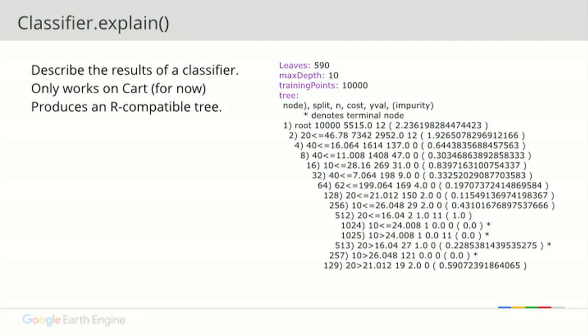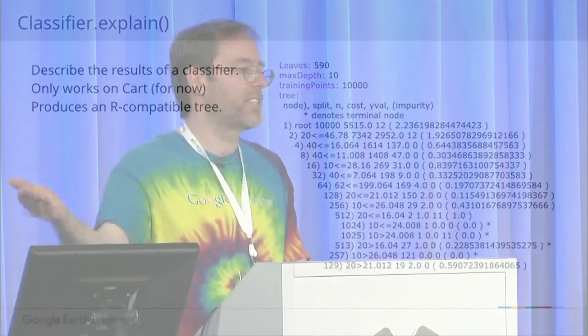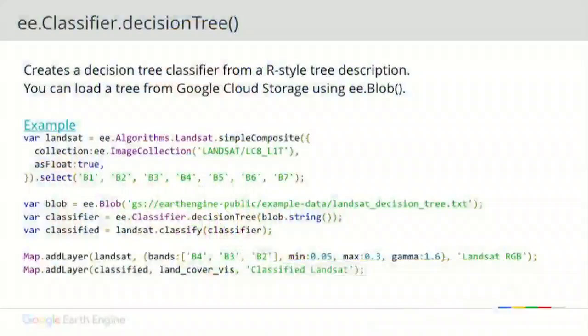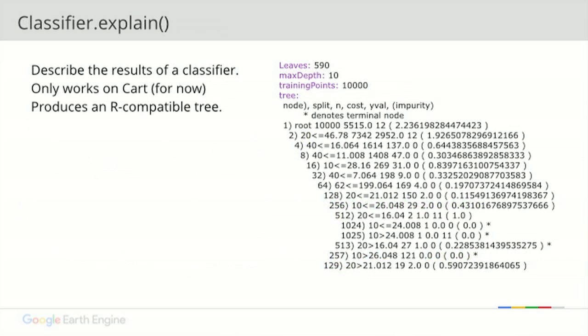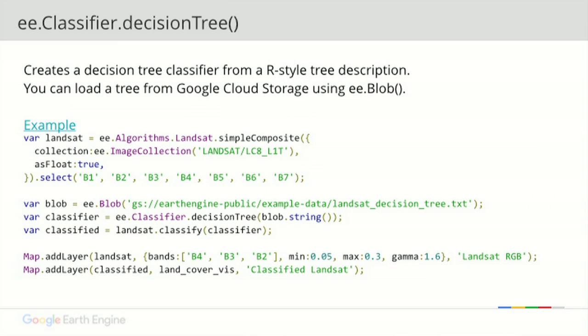But in this case, explain for CART produces a text representation that's standard for trees created in R. So you could cut this out, paste it into R, and use it. And vice versa, you can take an R-produced classifier text representation, and shove it into Earth Engine and build a decision tree out of that. So this one produces them, this one consumes them. Yeah, I don't know how to do that. So if you can show me how to do that, then maybe.